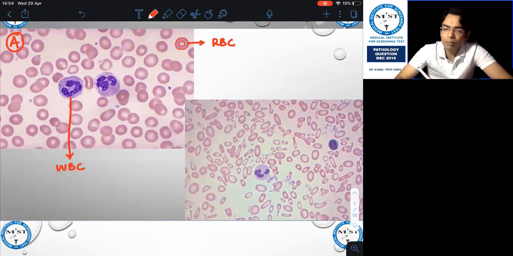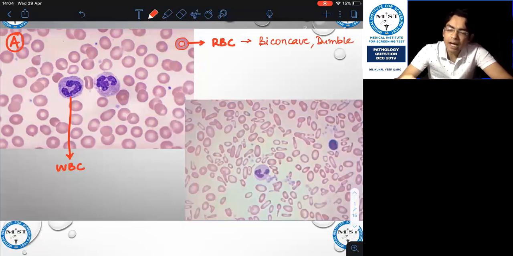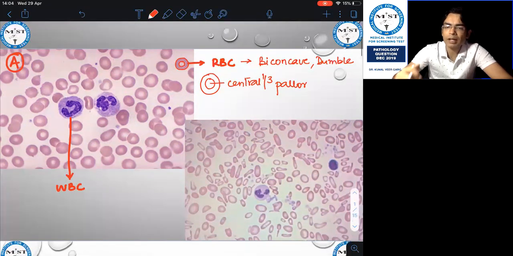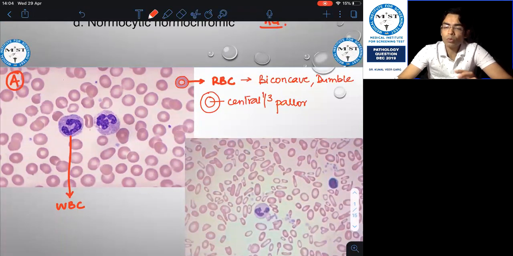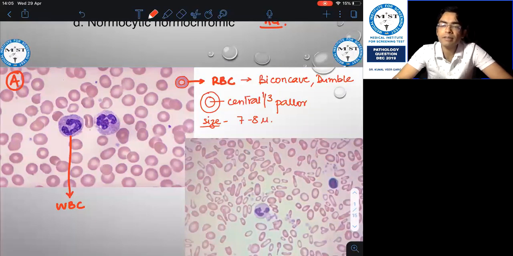A normal RBC, we know, is a biconcave shape, or dumbbell shape, and these RBCs which we are talking about have a central one-third pallor. There is a central one-third pallor, okay, guys. And the size is 7 to 8 microns.